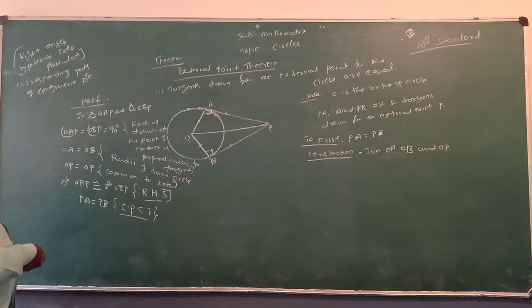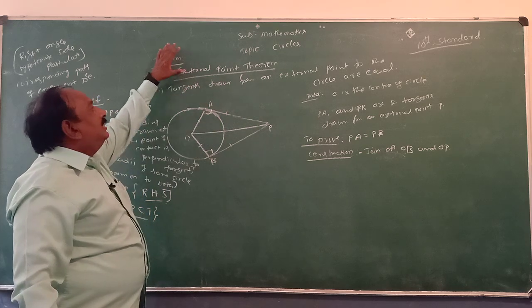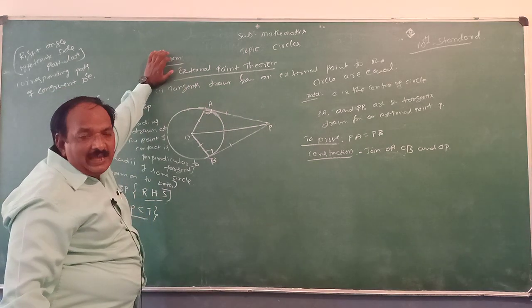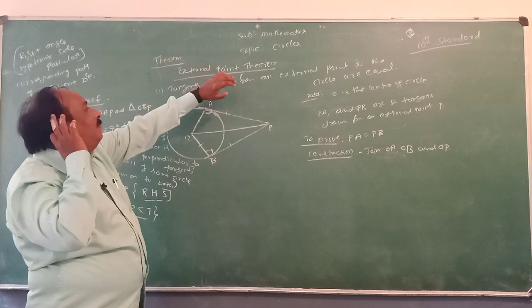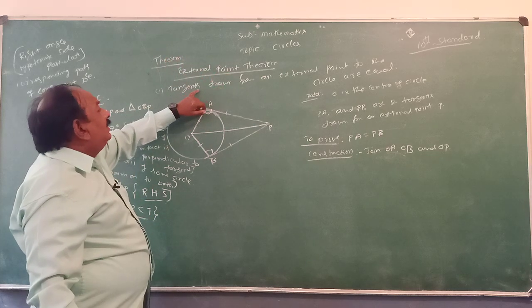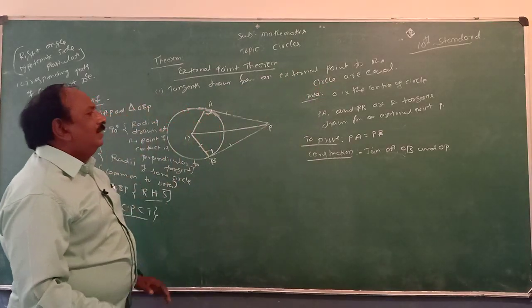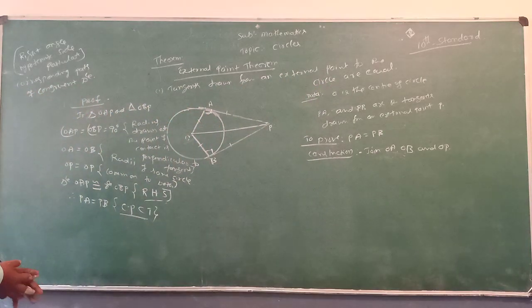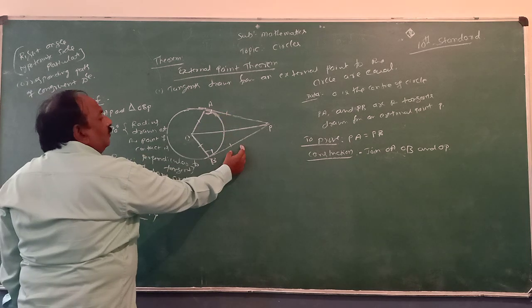I want to explain once again for the sake of students who have not understood the theorem clearly. This theorem is popularly known as the external point theorem. Statement: prove the external point theorem. Tangents drawn from an external point to a circle are equal. Given: O is the center of the circle, PA and PB are the tangents drawn from the external point P. We have to prove that PA is equal to PB.